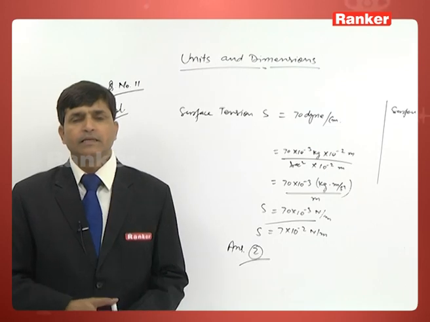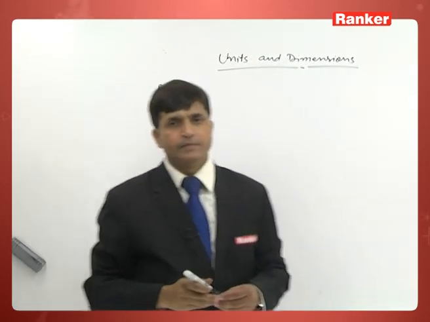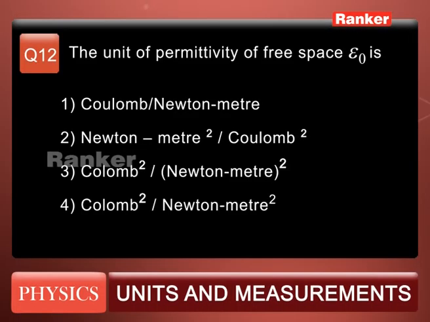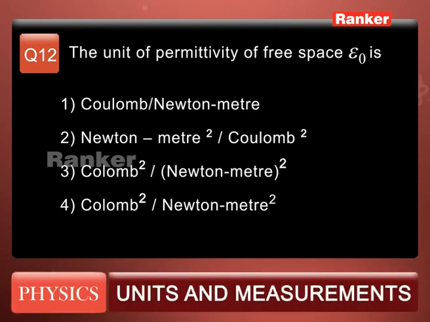Now come to the next question, question number 12. The unit of permittivity of free space, epsilon naught, is: option 1, Coulomb per Newton meter; option 2, Newton meter square per Coulomb square; option 3, Coulomb square per Newton meter square; and option 4, Coulomb square by Newton meter square.